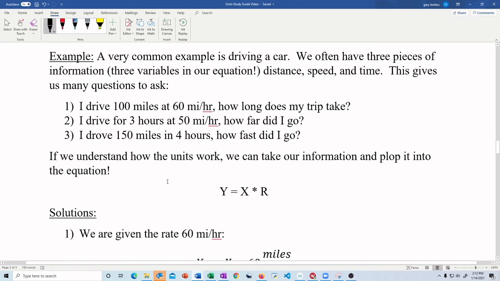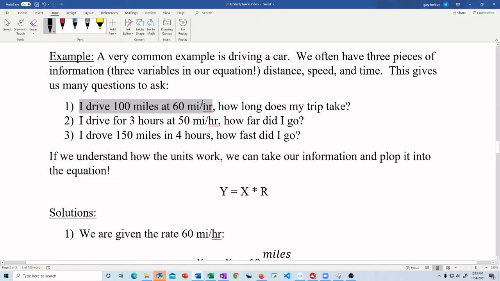So number 1, I drive 100 miles at 60 miles an hour. How long does my trip take? Okay, so first things first, we have to identify what we're given. So this first piece here is what we're given, okay? 2 things, because we always need to be given 2 things to find the third. Well, I started by saying we've got the rate. How do I know this is the rate?